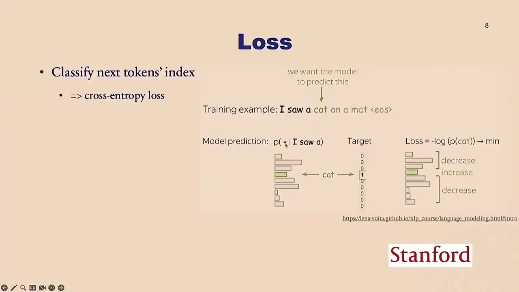distribution over cat, and here this is the actual, do you see my mouse? Oh yeah, this is the distribution that you generated, and you do cross entropy, which really just increases the probability of generating cat and decreases the probability of generating all the other tokens.